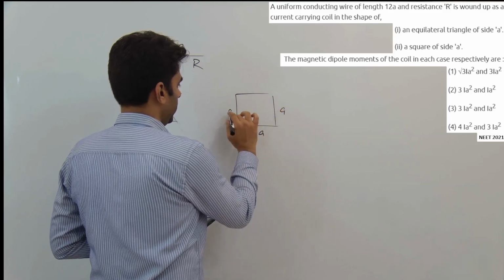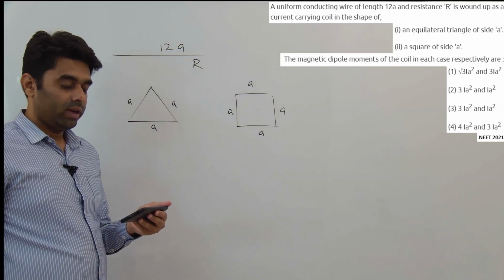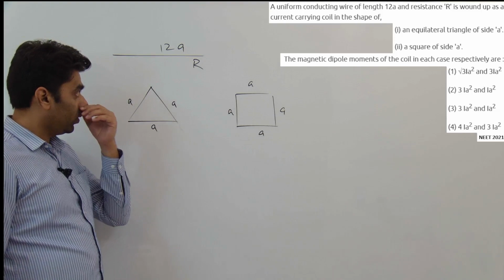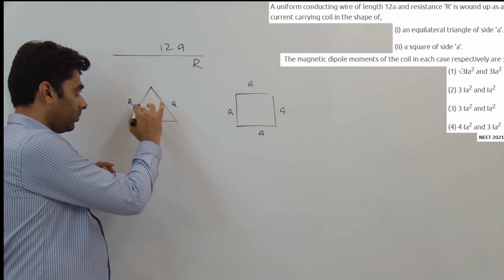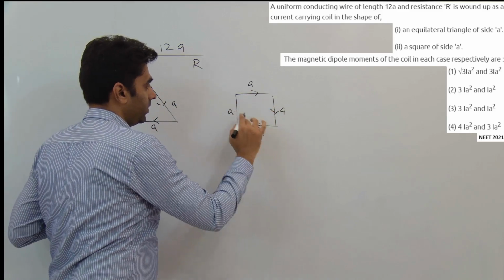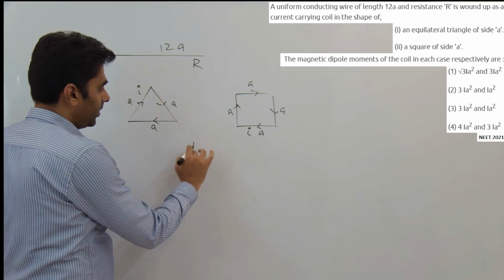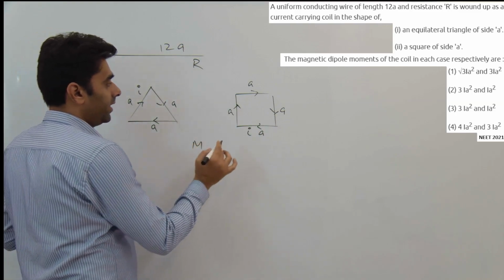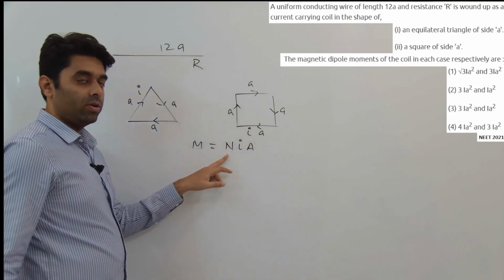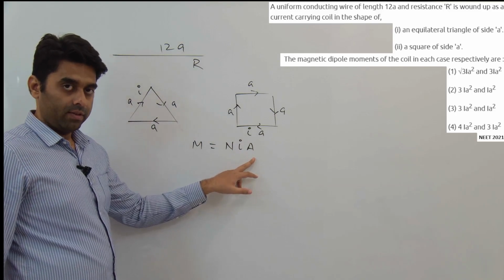Okay. They are asking us the magnetic dipole moment of the coil in each case. What is magnetic dipole moment? Let's say the current flowing in each case is I. The magnetic dipole moment for a current carrying loop is NIA. N is the number of turns, I is the current flowing through it, A is the area of the loop.